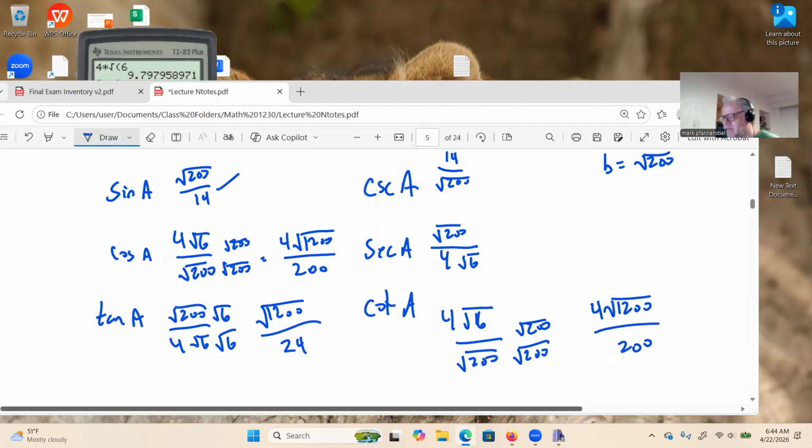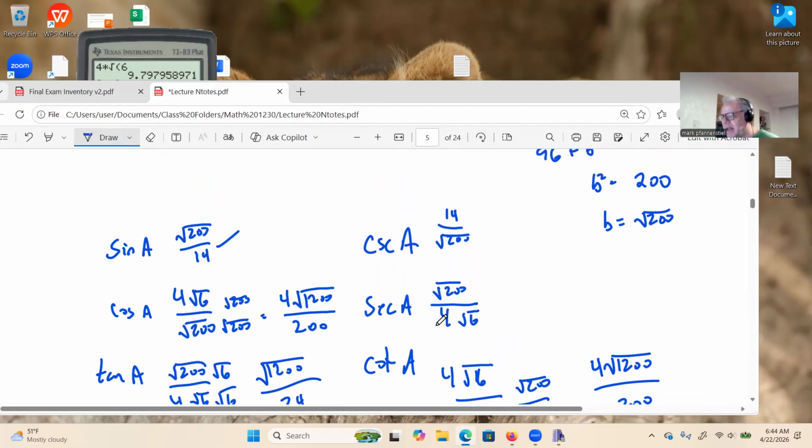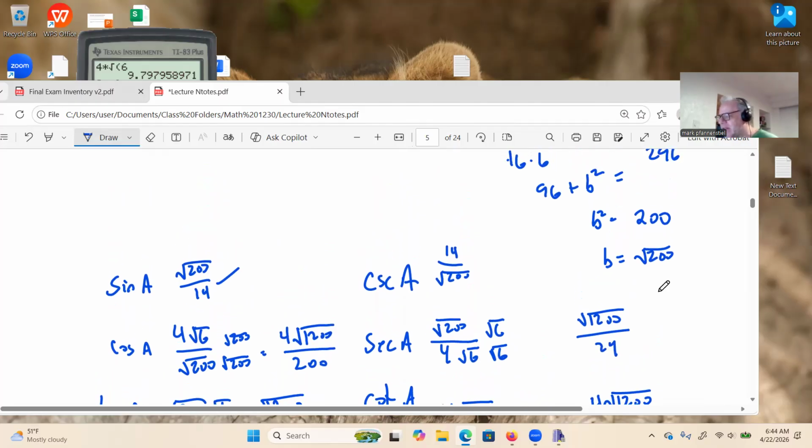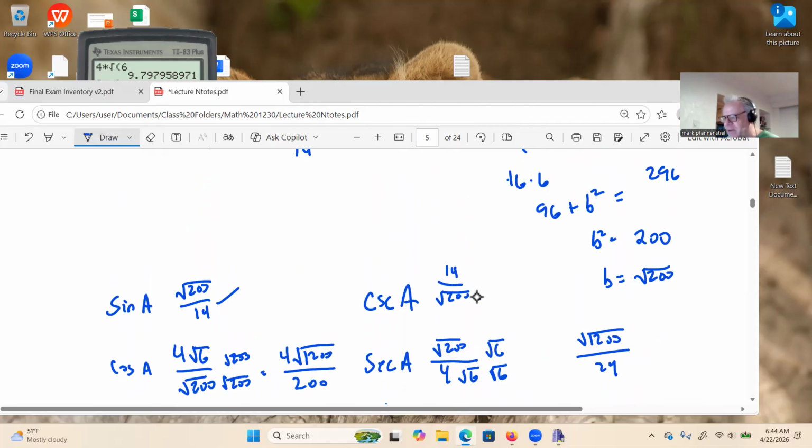Again, we could do some stuff here. Square root of 6 over square root of 6. We have the square root of 1,200, all under the square root. 4 times the square root of 6 times the square root of 6, so we have 6 times 4, it's 24. And then we could go up to the first piece and say, okay, we need the square root of 200 over the square root of 200. So we have 14 square roots of 200 divided by 200. And that would be our answer.